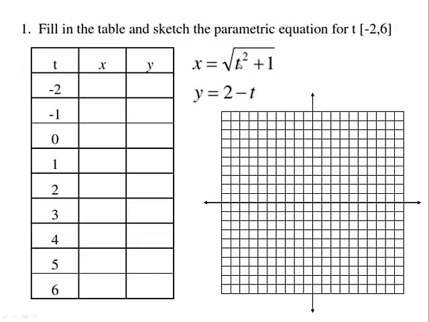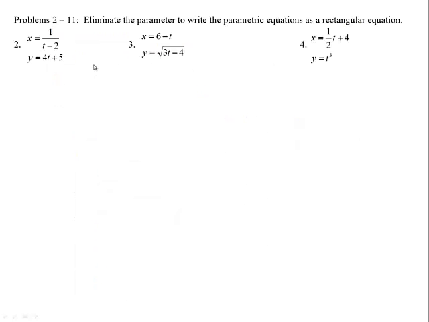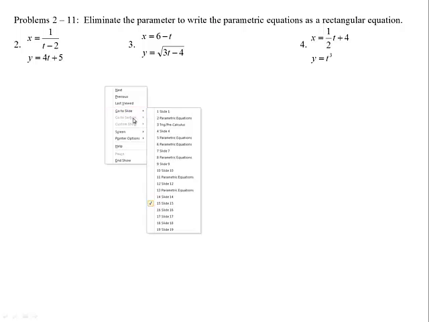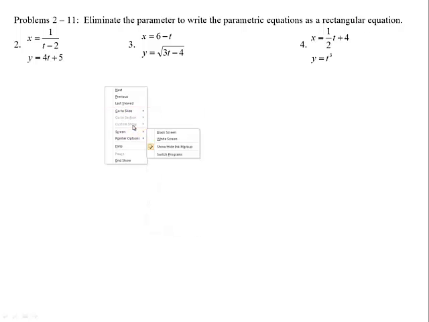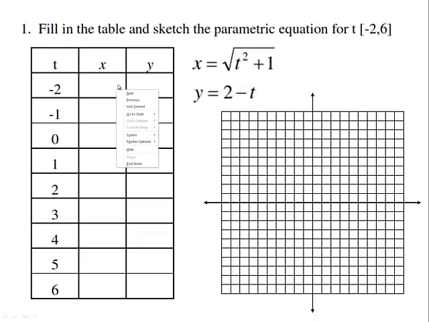Let's see, -2 squared is 4. So this is radical 5, and radical 5 is just 2.2. Oops, pardon me. This is just 2.2. And then -2 minus -2 is 4. And I'm just continuing filling this out. So -1 squared is 2. Rad 2 is 1.4. 2 minus -1 is 3.